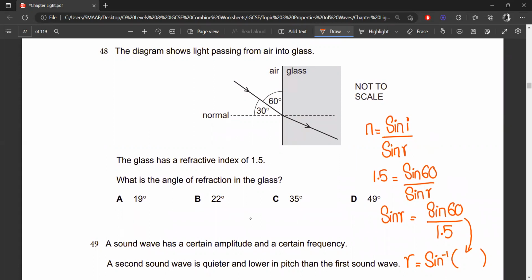First, find out sine 60. So what is the value of sine 60? 0.57. Oh, 0.5. It's C. It's C. Confirm. Yes. But this is the angle of refraction.